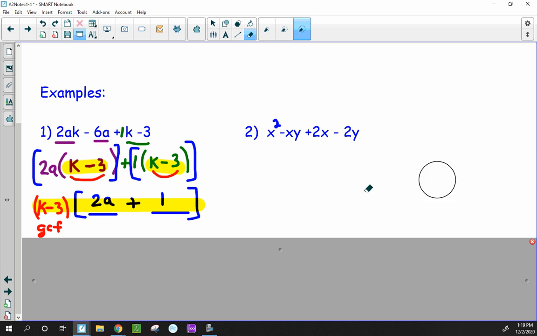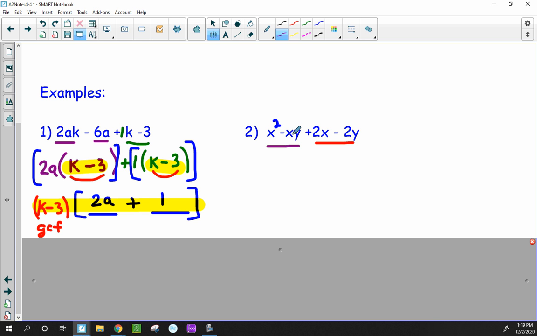All right, we're going to move to example 2. In example 2, we're going to scan the problem, and we see 4 terms right now. We're looking for 2 pairs that we know have a GCF. This jumps out at me. They both have a 2. And then I'm going to look at the first 2 terms, and I notice that they also have something in common. So I'm not going to rearrange this one. I'm just going to work left to right.